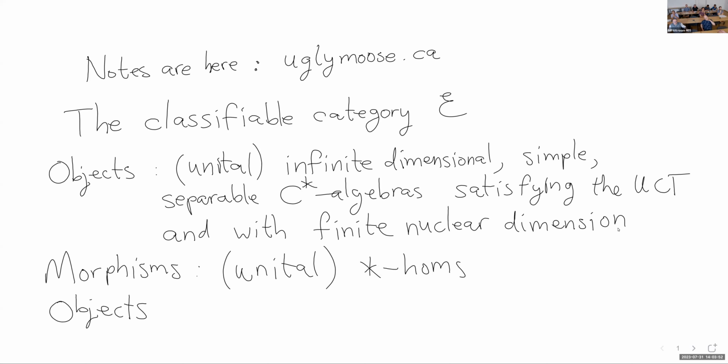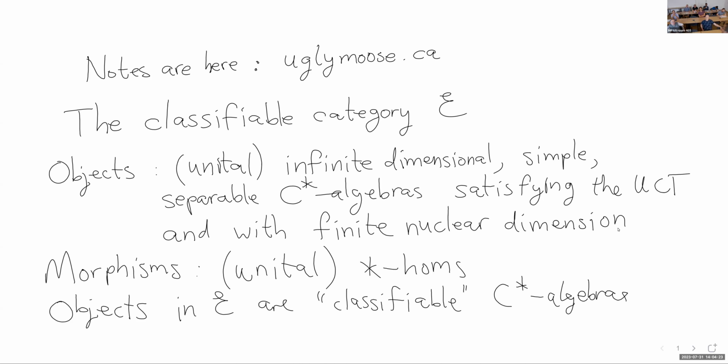Okay, so sometimes, it's a bit of a joke, but just to abbreviate all of these hypotheses, we call the objects classifiable C*-algebras. So classifiable C*-algebras are the ones that are classified. So objects in E are sometimes called classifiable C*-algebras. This infinite dimensional is related to being purely infinite? No, I just mean infinite dimensional as a vector space. Yes, the vector space.